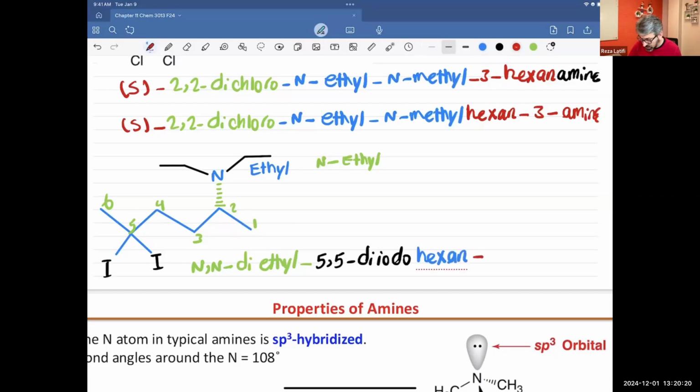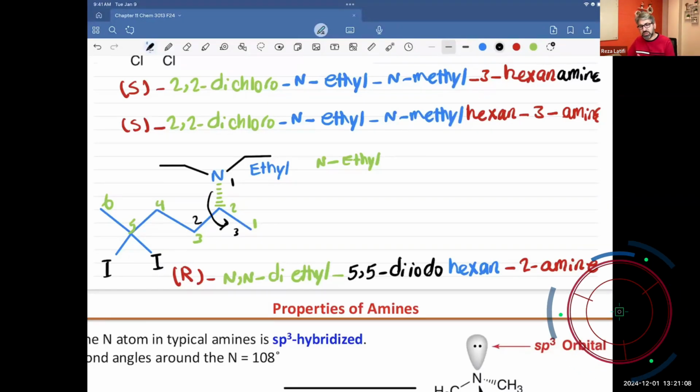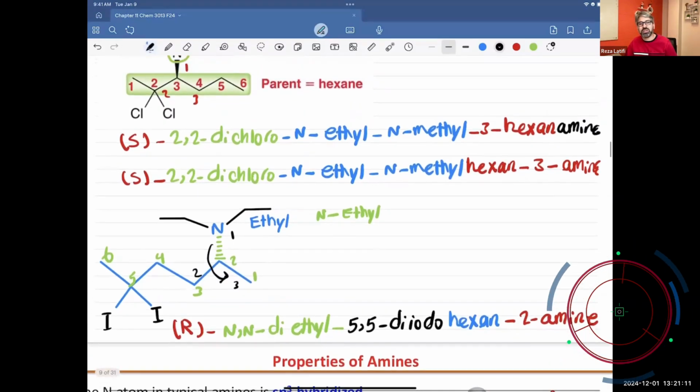And then we will say dash 2, and then I go amine. Now, do I have a stereocenter? Yes, on the 2nd carbon, I have a stereocenter. Now let's assign that one. This is going to be 1, 2, 3. This one is supposed to be S because the hydrogen is facing us. We will flip it to R. So this one will be R. Again, 1, 2, 3, and because hydrogen is facing us, we'll flip it to R. So it will be N,N-diethyl-5,5-diiodohexane-2-amine. And this is going to be the end of this lecture, and thank you very much.